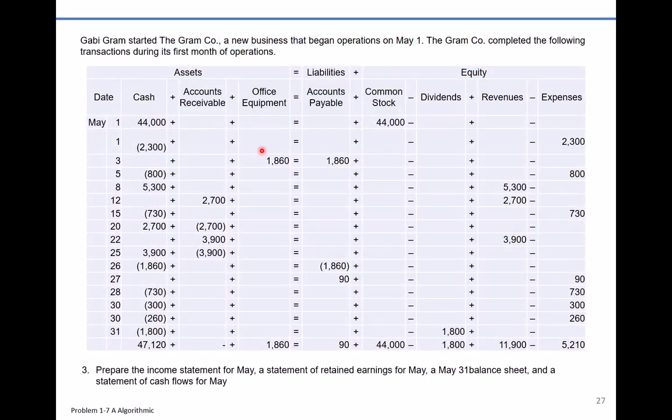So just to recap, it says Gabby Graham started the Graham Company, a new business beginning operations on May the 1st. The Graham Company completed the following transactions, and in Part 1 and 2, we analyzed all of the transactions and put them in this nice little table per Exhibit 1.9 from the textbook that we learned also in the Learn Smart module. Now we're moving into Part 3, prepare the income statement for May, a statement of retained earnings for May, a May 31st balance sheet.